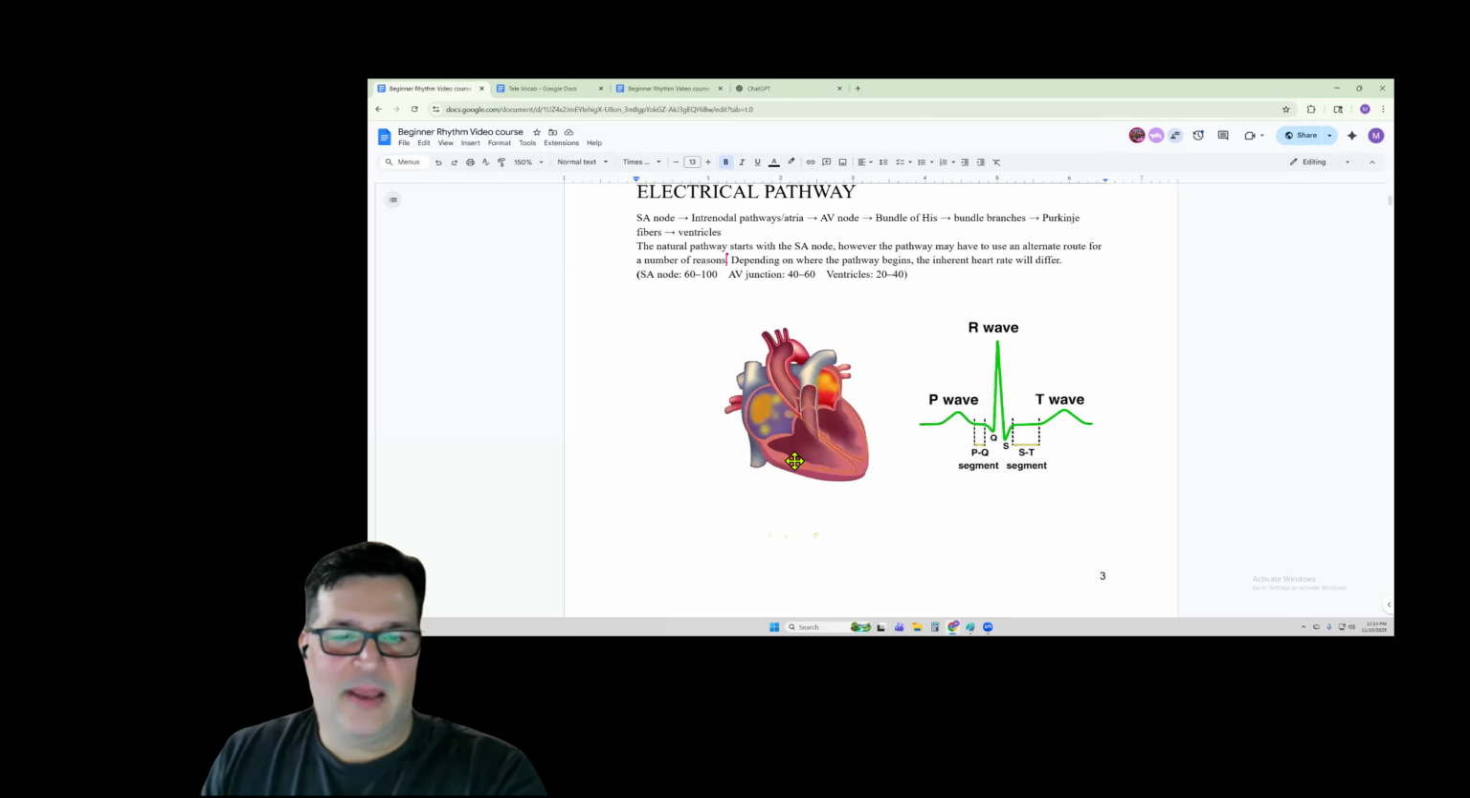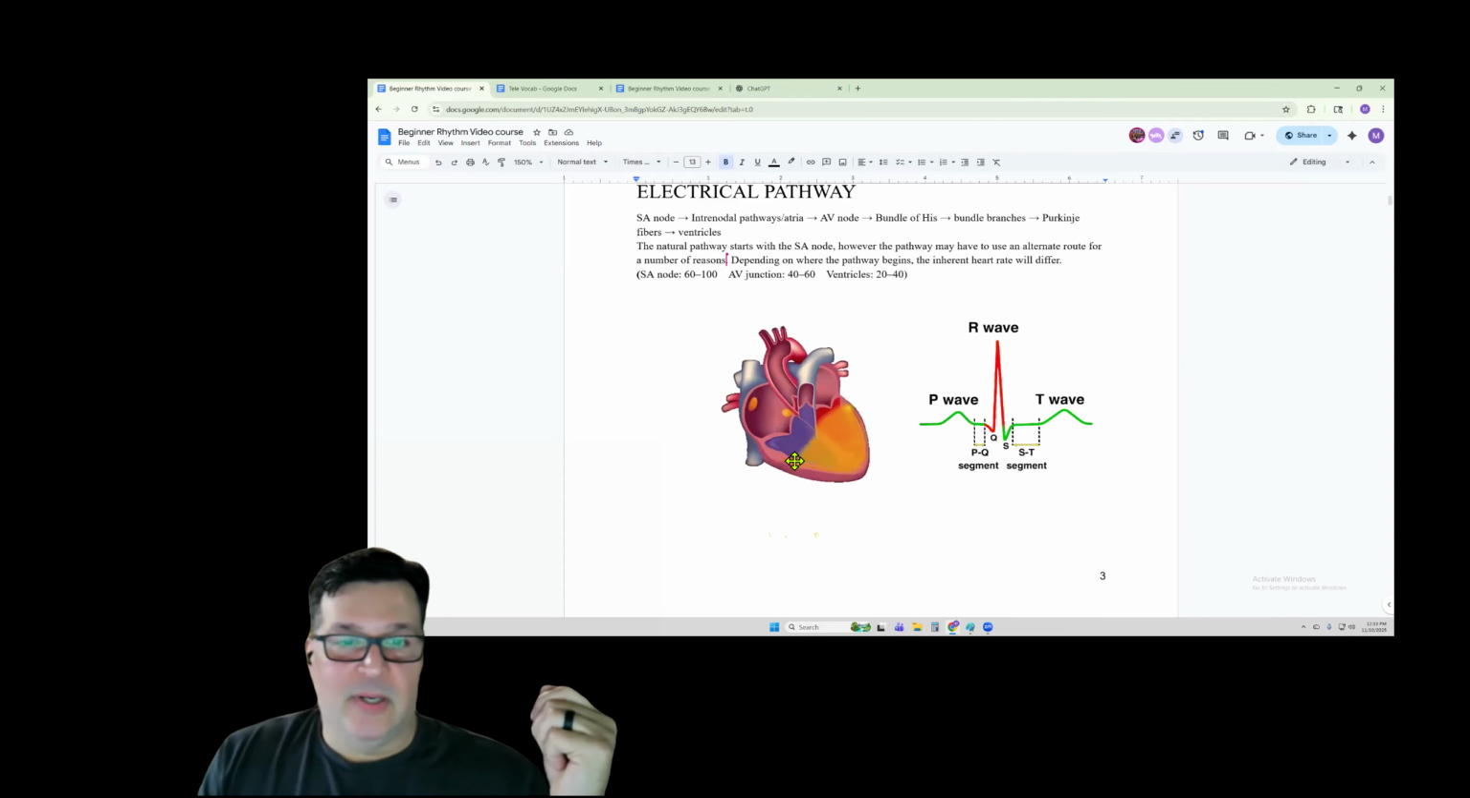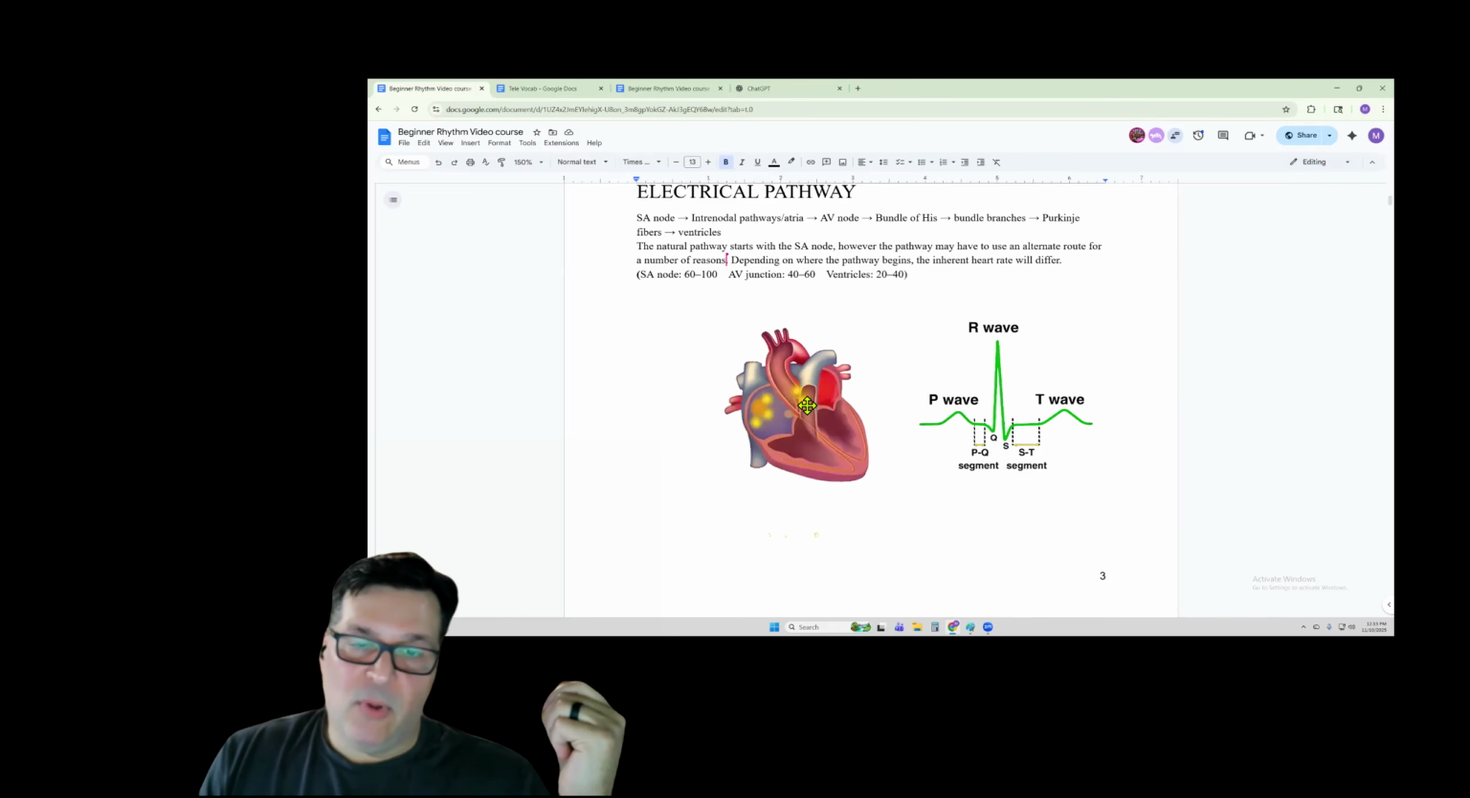Little fibers, and then they contract the ventricles. And then it starts all over again. So the contraction, the depolarization of the atrial chamber is represented by the P wave. You have the PR segment, which is a little bit of delay from the ending of the P wave to the beginning of the QRS. That little delay allows the right ventricle to fill full of blood.